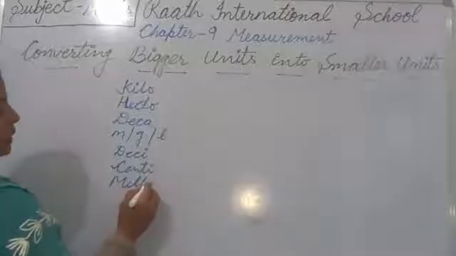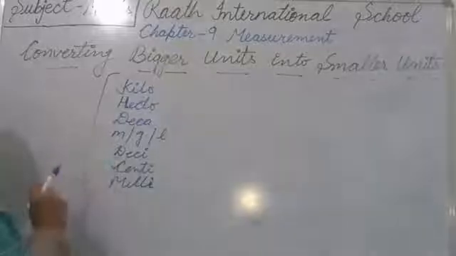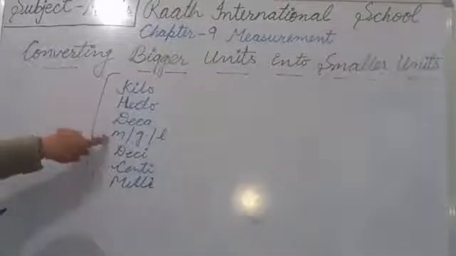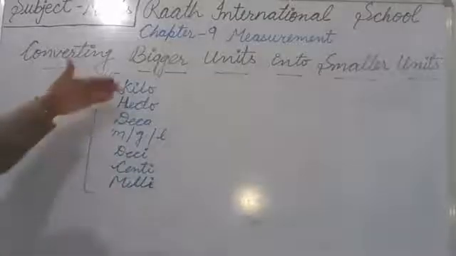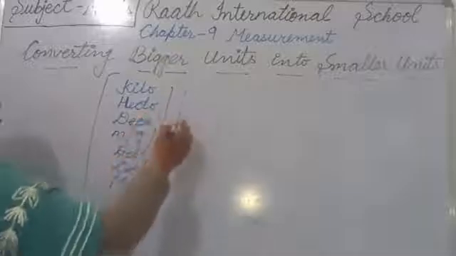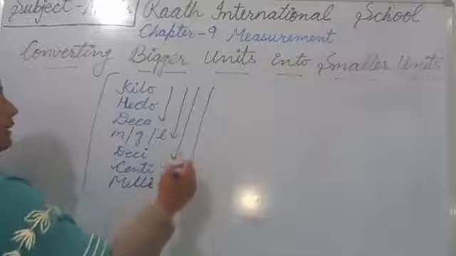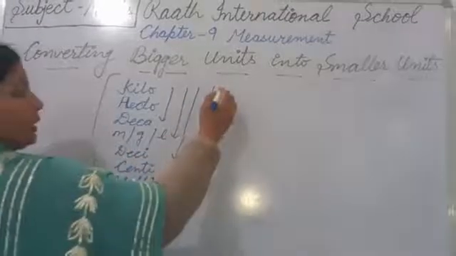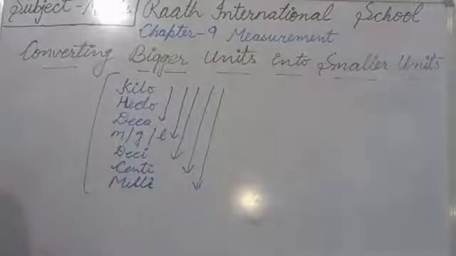Okay, last we have milli. So these are the 7 units: kilo, hecto, deca, standard unit, deci, centi, milli. As we know, the relationship is 10, 10, 10. But if the gap increases, if you are coming from kilo to deca, it will be 100. Kilo to meter, then 1000. Kilo to deci, 10,000. Kilo to centi, 1 lakh, and kilo to milli, 10 lakh. Okay, so the relationship increases.